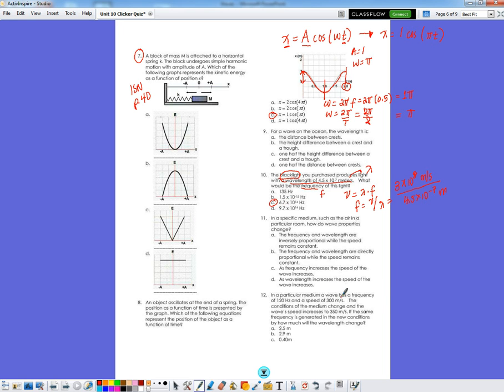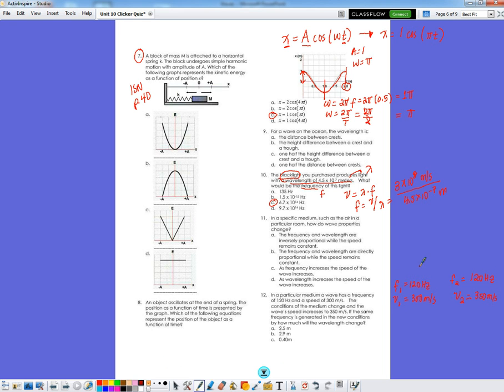Okay, number 12. In a particular medium, a wave has a frequency of 120 Hz and a speed of 300 meters per second. So there's one medium, the frequency is 120 Hz, and the speed is 300 meters per second. The conditions of the medium change and the wave speed increases to 350 meters per second, with the same frequency. So when the conditions change, the frequency will still be 120 Hz.